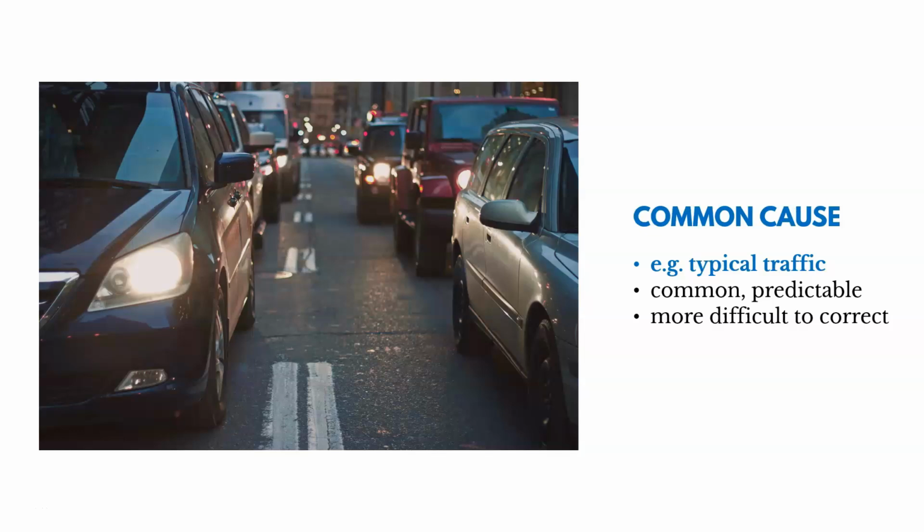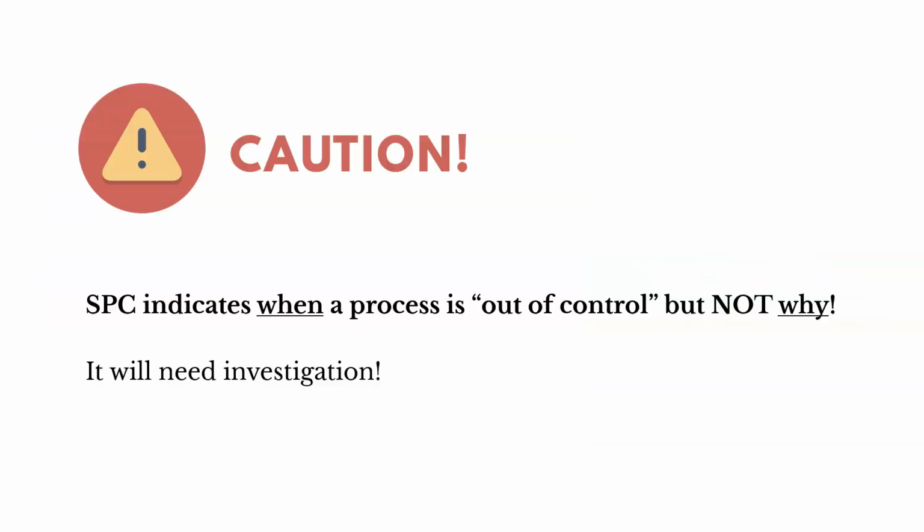Now, common cause variation, if you think about our process of driving to the office, and if we monitor that process by tracking the number of minutes it takes to get there, it could be, in this case, typical traffic. That's common cause variation. It's more common, more frequent, and it's more difficult to correct. It's easier to prevent an accident than to try to free up all the roads of traffic. Common cause variation is much more difficult to correct.